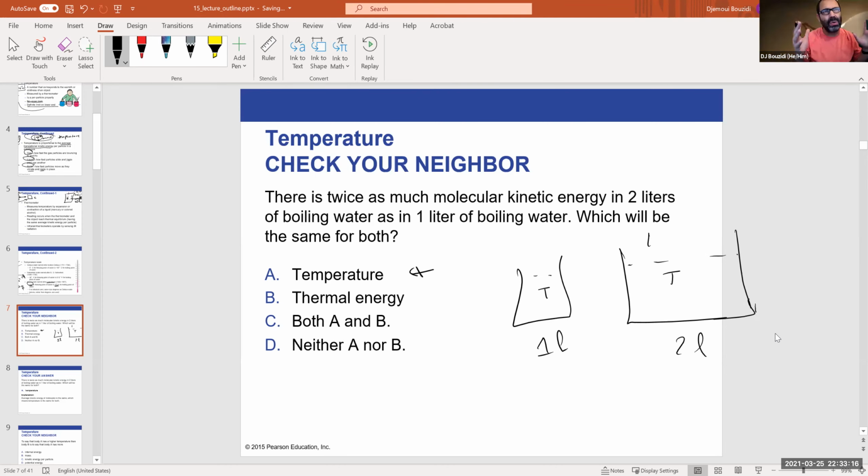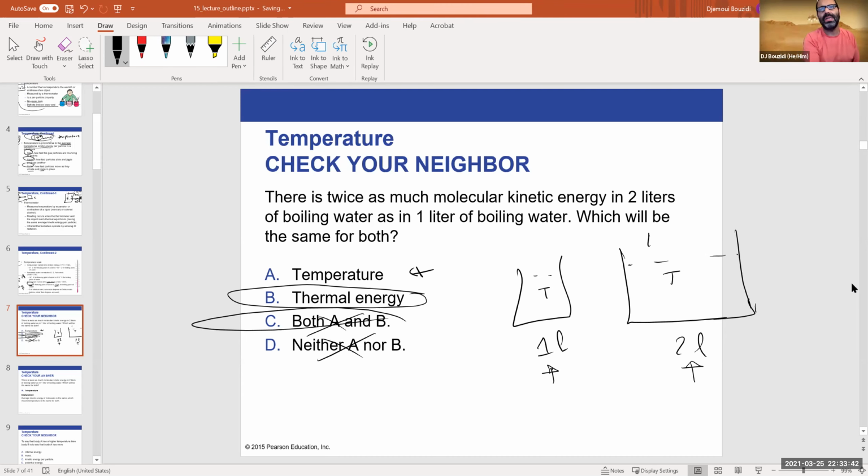So when you double the amount, you double the kinetic energy, and the two cancel from the numerator and the denominator, and you still have the same thing. This one does not have more kinetic energy on average than this one. So this is not correct, okay? And since we can eliminate the others, the correct answer is A.